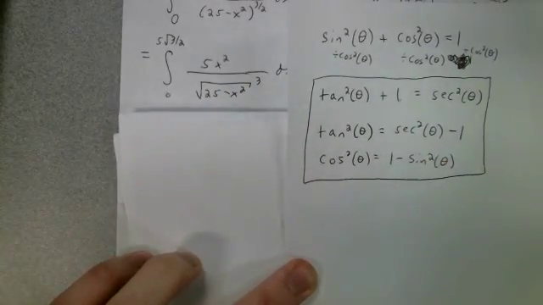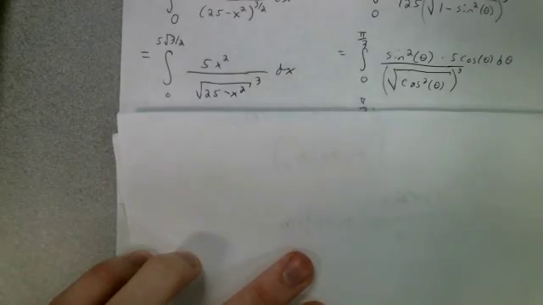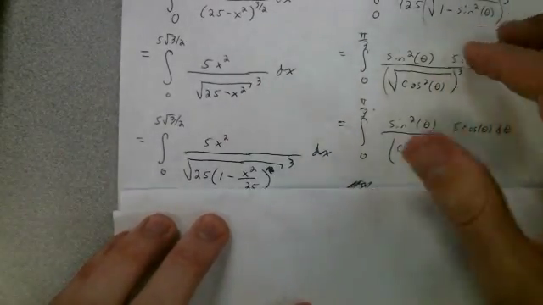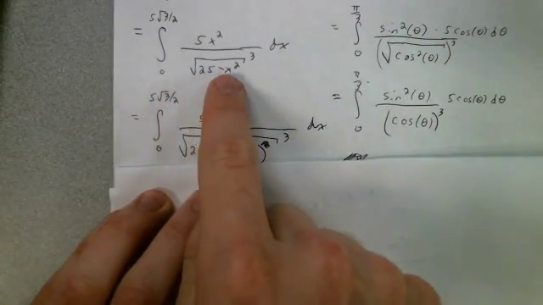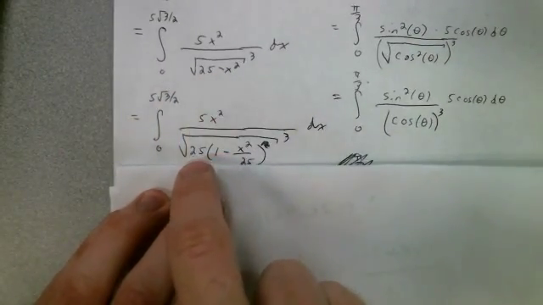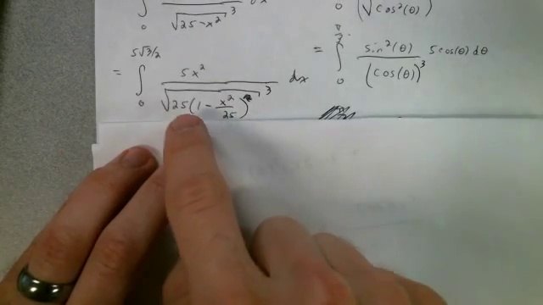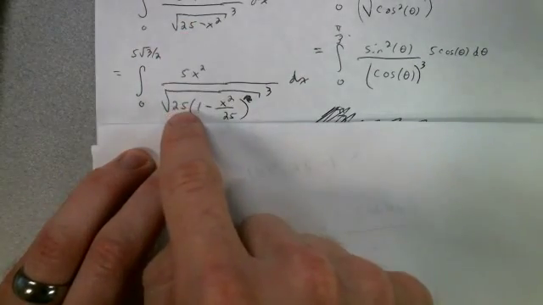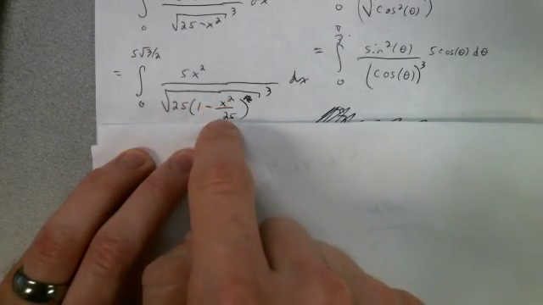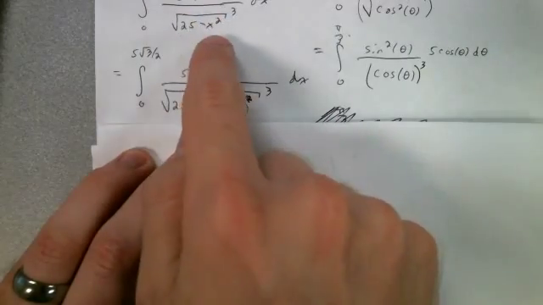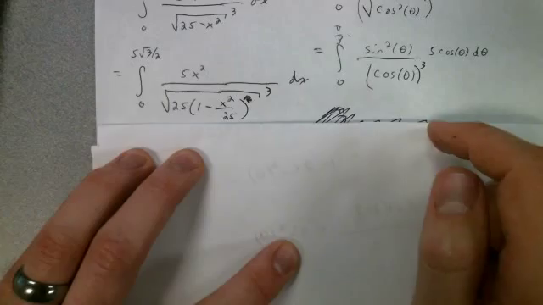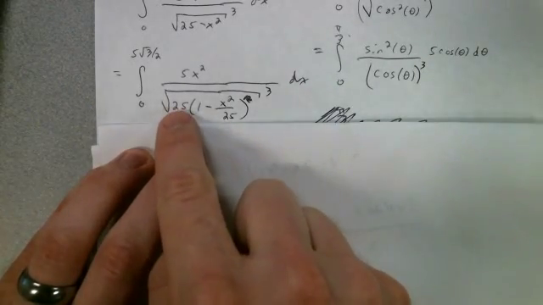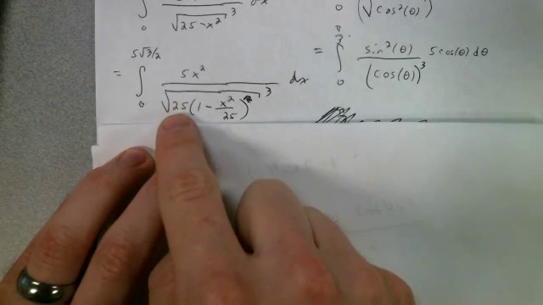So if you use my approach, you say, okay, I'm going to factor out a 25 inside that square root. You can check and make sure I'm right. 25 times 1 is 25. 25 times x squared over 25, the 25's cross off. Left with that guy. Okay. So now I can say, well, the square root of 25 is 5.